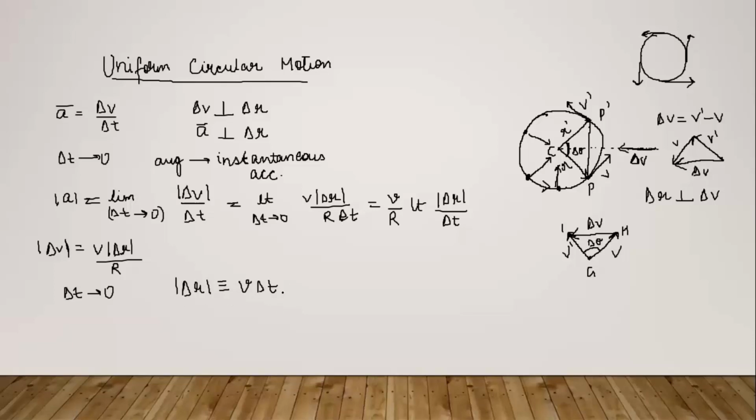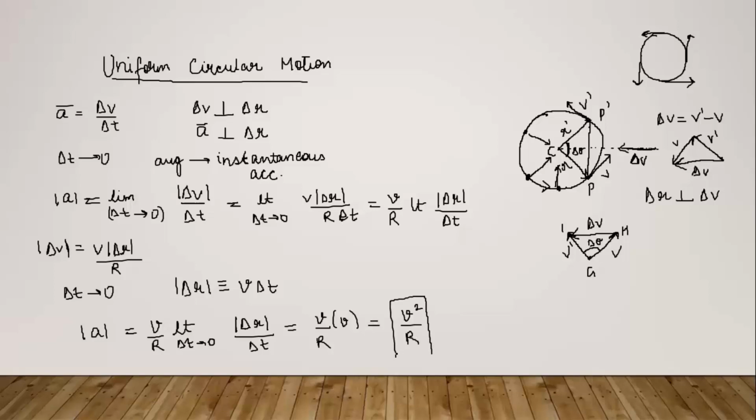This is not a general expression. This will hold only when we are talking about very small time, and therefore this expression can be approximated like this. So again, in the expression for acceleration, what we had written is v by r, limit delta t tending to 0, mod of delta r by delta t. We will put this value over here, v by r, and delta r by delta t is v. So again, we will get v square by r.